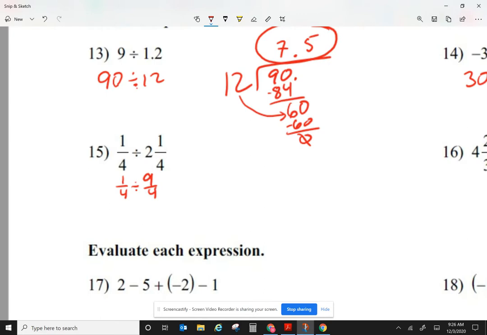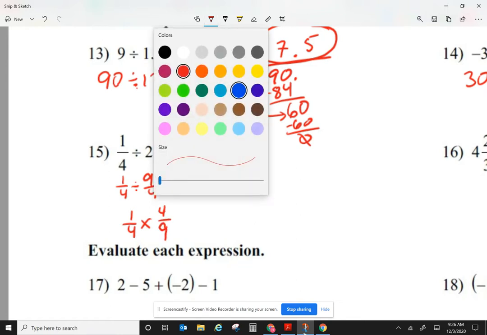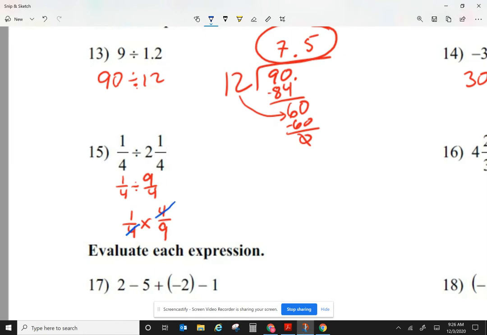And then I'm going to write this as a multiplication because I know how to multiply it, but make sure you get the reciprocal of the second fraction. Basically, flip the second fraction. So let me write this as 1/4 times 4/9. Notice I'm flipping the second fraction. All right, let's take a look. 4 and 4, I'm going to simplify. I'm going to divide each by 4. So 4 divided by 4 is 1. 4 divided by 4 is 1.